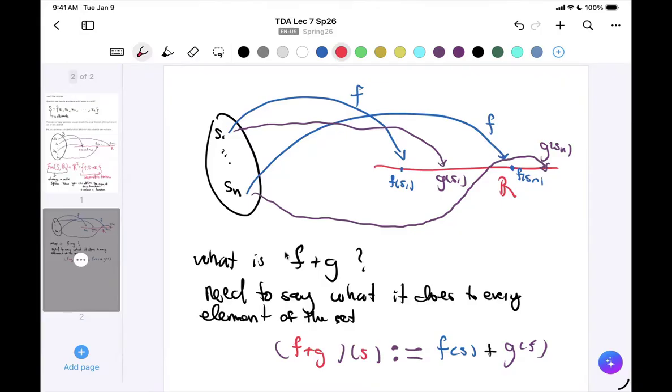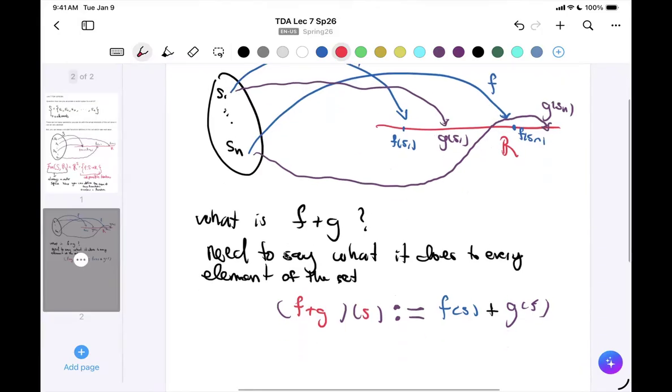The same would work with multiplying the function by a scalar. You just have to say what it does to every element of the set, and that just multiplies the output by the corresponding scalar, right? So if you had a scalar c, what does c times f mean? Again, you want to think of it as a new function, so you have to specify what you want it to do on a particular member of the set, and so you just define it as c times f of s.